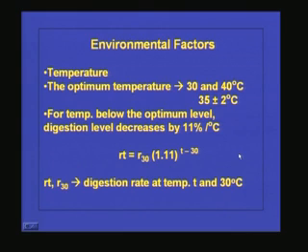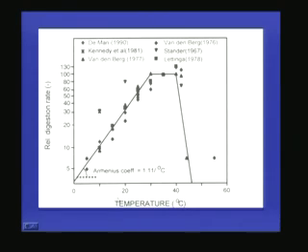and we can find out the digestion rate at any temperature. If you know the digestion rate at 30 degrees, we can use this formula to calculate it: RT is equal to R30 into 1.11 raised to (T minus 30). This is the temperature dependent reaction, so we can make out how the reaction rate changes with temperature from this formula itself. For a temperature below the optimum level, the digestion rate decreases by 11% per degree centigrade. Here RT and R30 represent the digestion rate at temperature T and at 30 degrees centigrade.